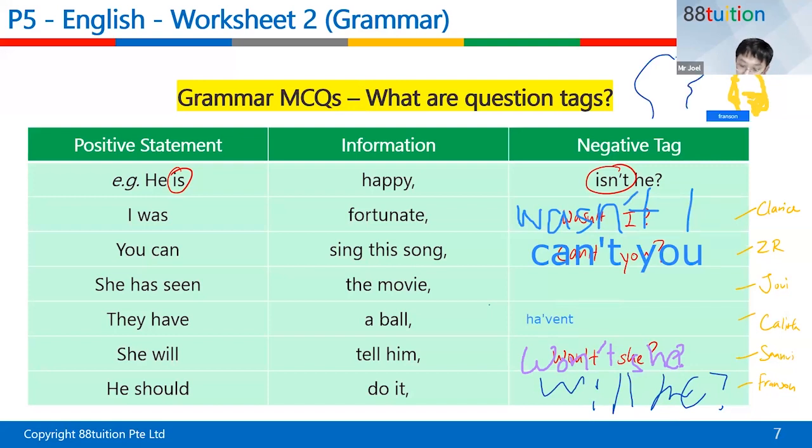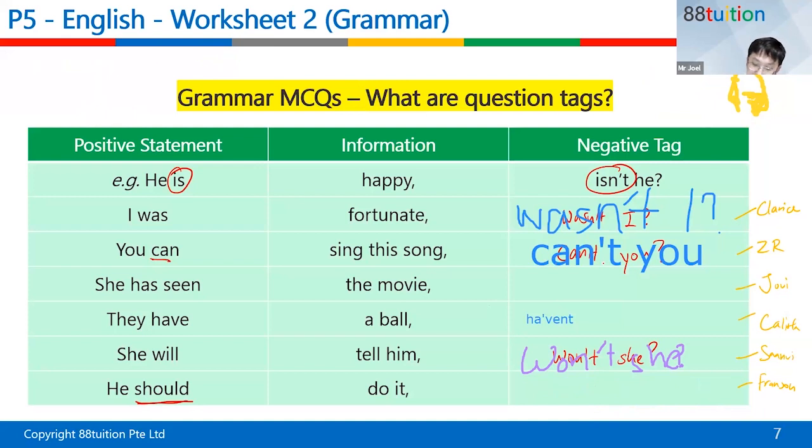Franson, should is the one you should change. Why? How did it become will? Reconsider your answer, Franson. How did should become will? So over here, you see, can, can't, was, wasn't, is, isn't, should what?